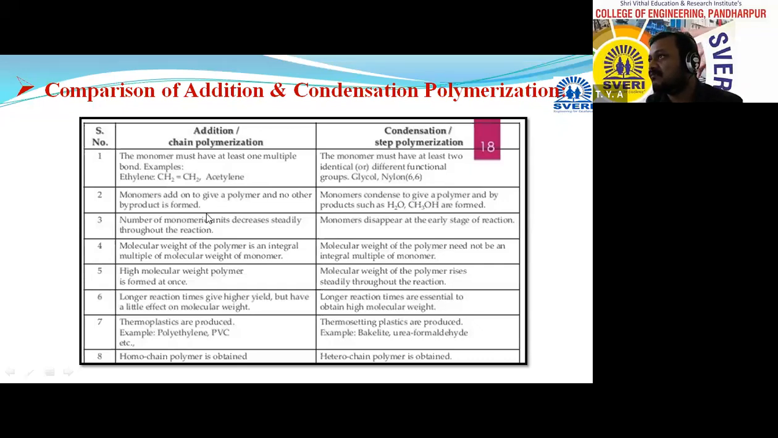Means the number of monomeric units decreases steadily, and here in this case the monomer is disappearing. Why is it disappearing? Because two different monomers are combining and a new monomer, or you can say a new polymer structure, is formed.